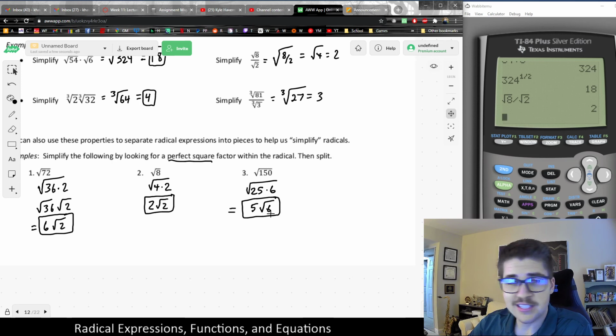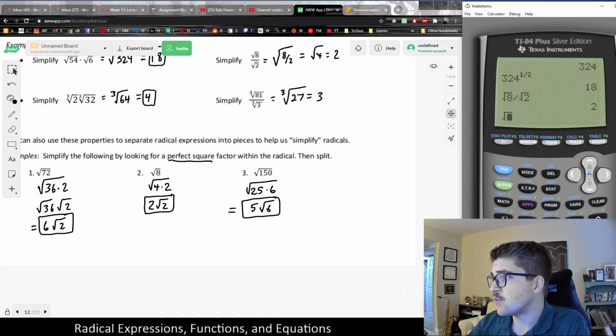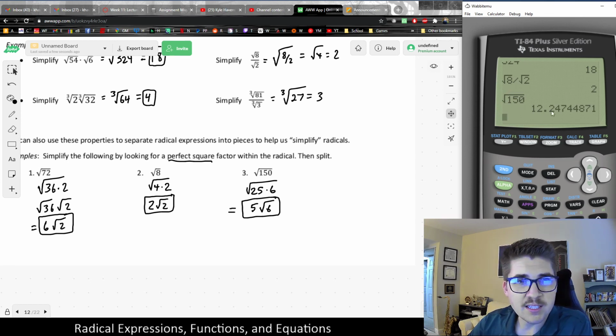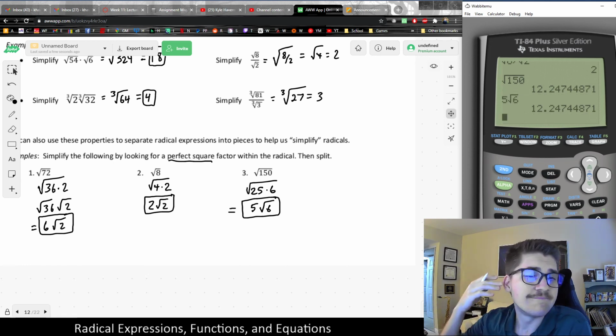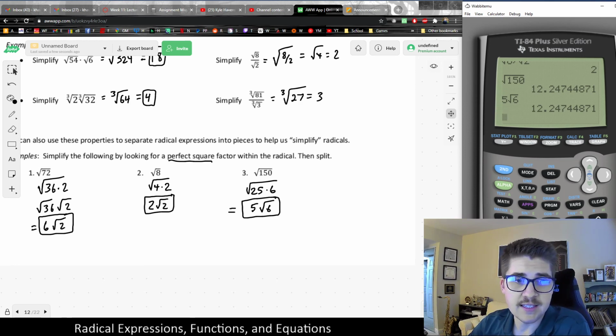And again, we refer to these sort of answers as simplified, just because the inside is getting smaller. And it's important that it's equivalent. If you're not really sure if you're doing it right, you can always check with your calculator by seeing, well, what is the square root of 150? That approximates, again, it's irrational because it isn't a perfect square, but it gives me something, about 12.2 approximately. And I could also check 5 root 6 and make sure it's the same. That way I know that I'm simplifying these correctly.